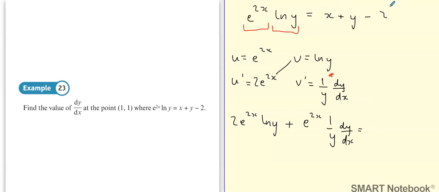misunderstanding. Now we look at the right-hand side. When we differentiate x, what do we get? We get 1. Yeah, that's nice and simple. When we differentiate y, what are we going to get?